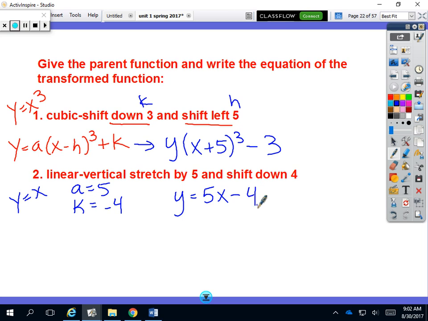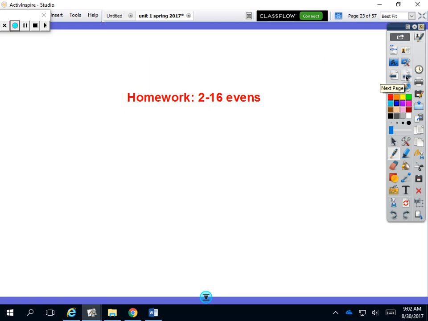So for your homework, you're going to get a worksheet and you just need to do the evens on that worksheet. And the good news is there's no number 10. So you really only have 2, 4, 6, 8, 12, 14, 16, 7 problems to do. The first part is the graphing ones that I did earlier first, and then you have somewhere you have to write the equation.